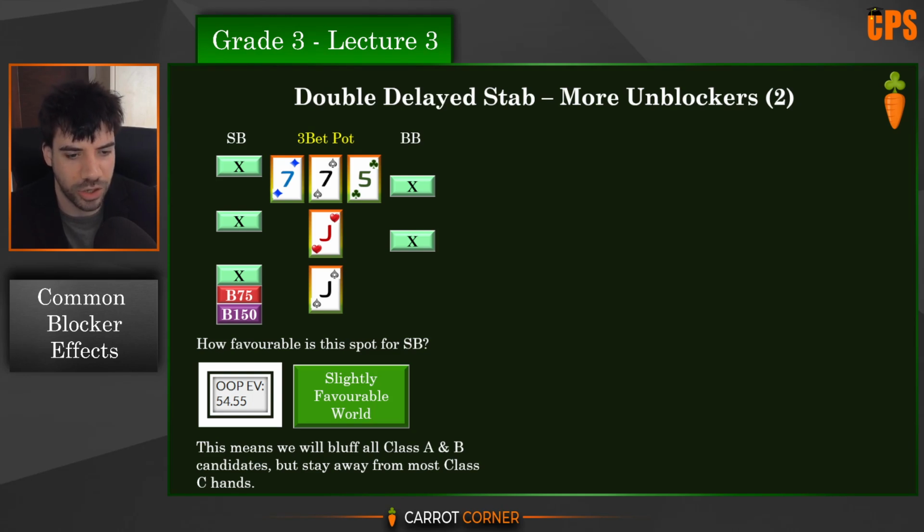Class B is going to block a normal amount of folds, and we will bluff these too because the world is slightly favorable, but we'll stay away from most Class C hands because the world isn't very favorable. We're not in such a great situation that we can bluff anything here.